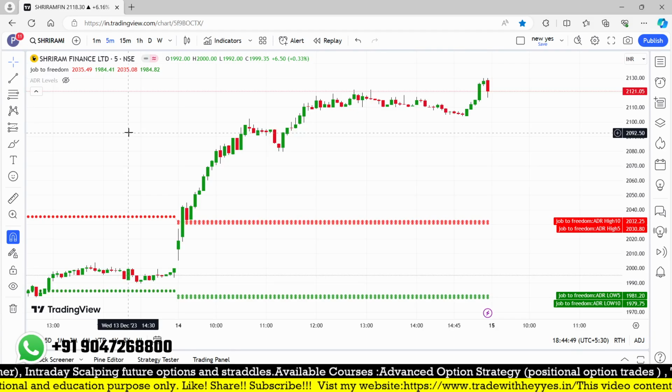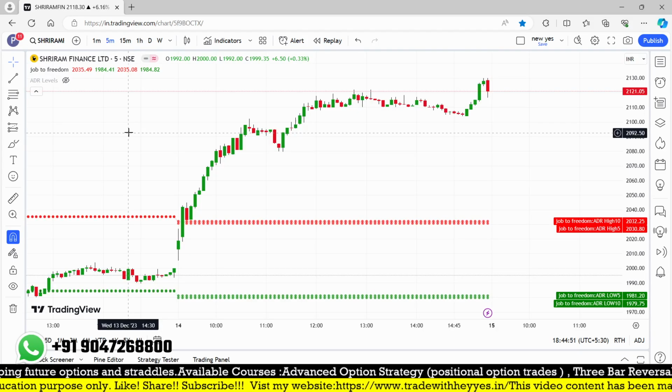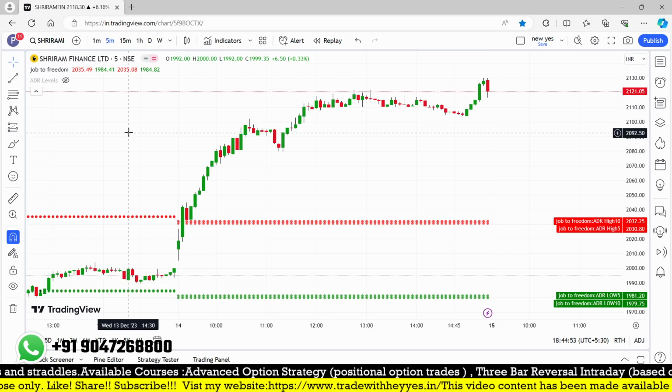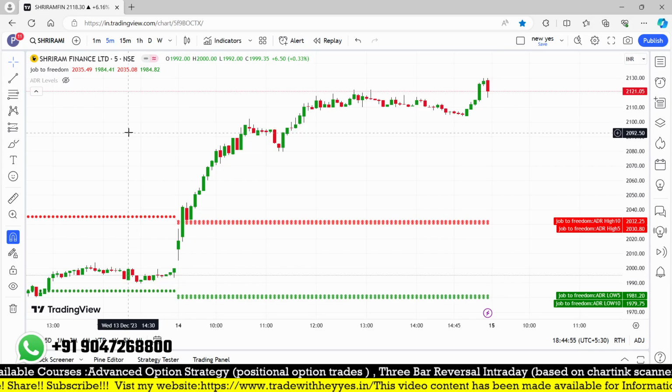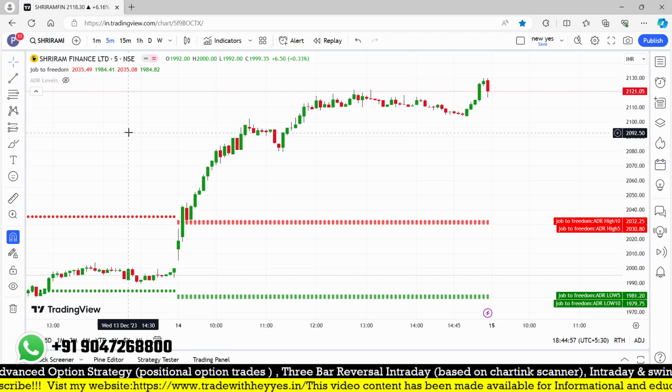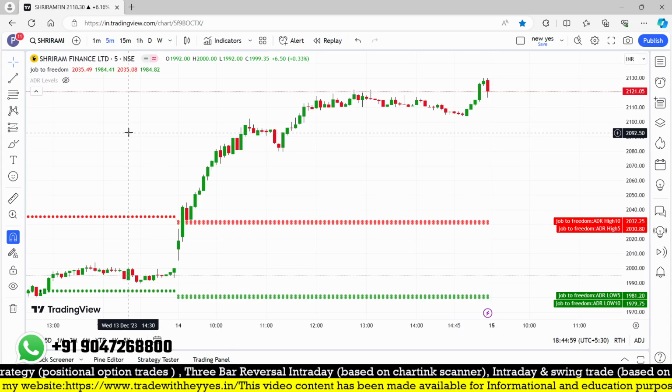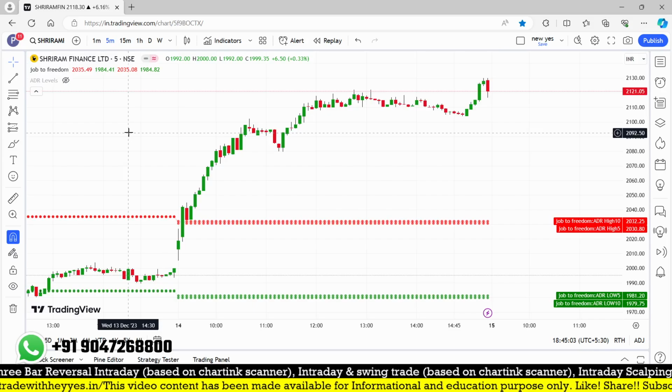I hope you know well how we check for liquidity based on our advanced option strategy concept. We are also looking for that particular liquidity. So I was not taking any trade on this one, because it is slightly not liquid.